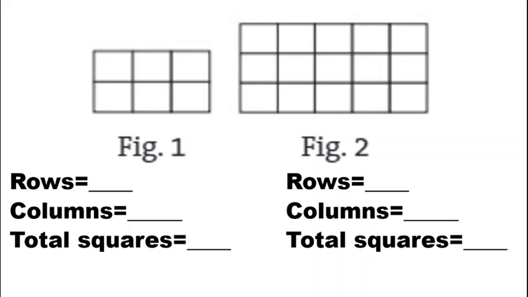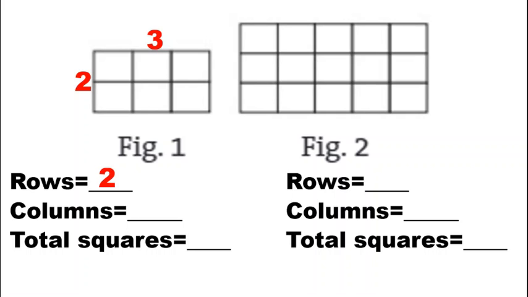So as you can see on the screen, we have figure 1 and figure 2. Can you tell me how many rows, columns, and total squares are there? Okay, let's start with figure 1. Can you tell me how many rows are there? Very good. There are 2. How many columns? That's right.